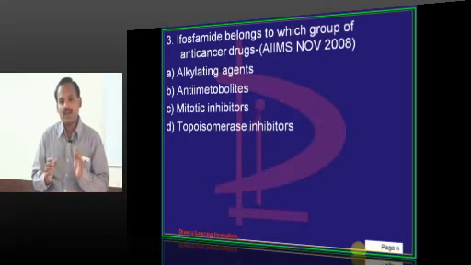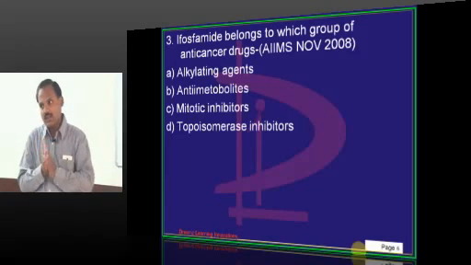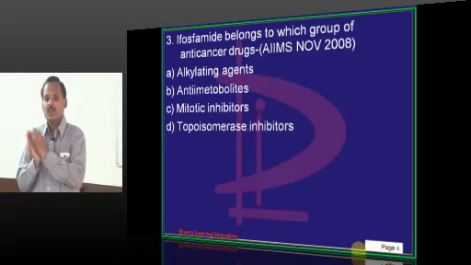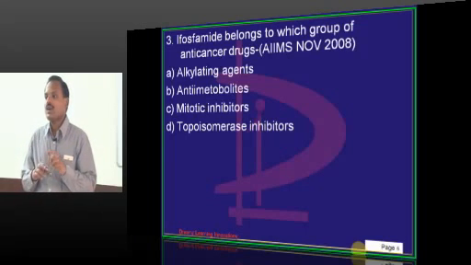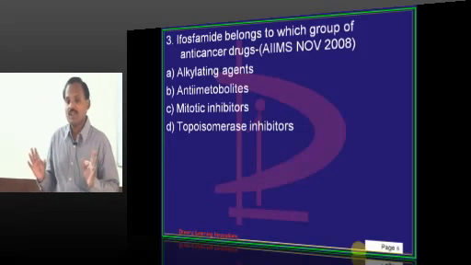They go and attach to guanine and cause attachment of that guanine with another guanine. They attach to adenine and make attachment to another adenine. They attach to thymidine and attach to another thymidine. So, they cause all types of unnecessary cross linking, which is unacceptable, and therefore the DNA loses its capability to perform its normal function, and these are called cell cycle non-specific agents.